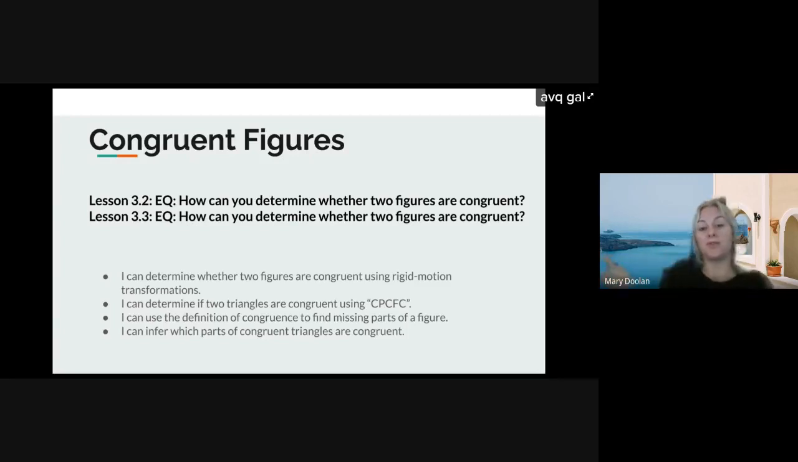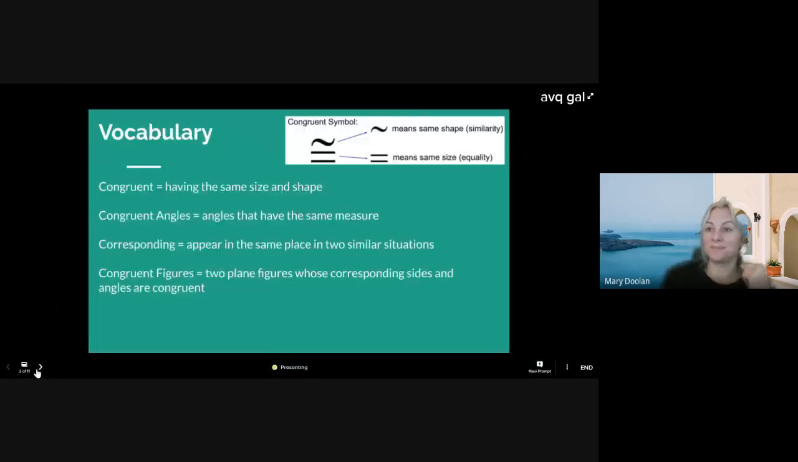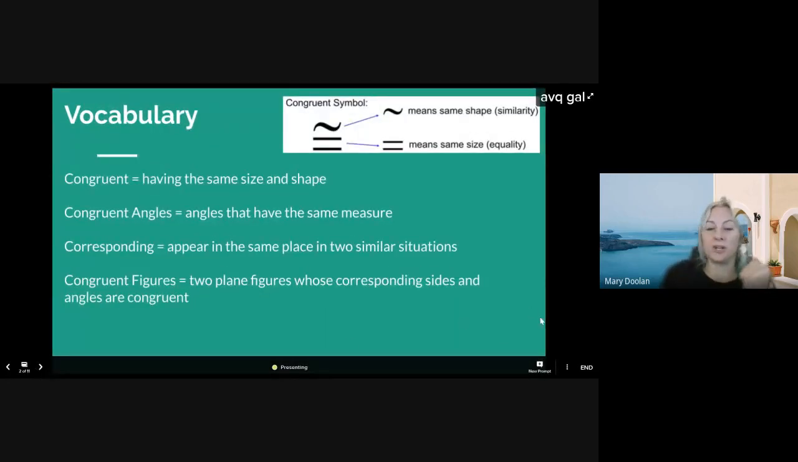I can determine if two triangles are congruent using CPCFC. Okay, so that's just an acronym to represent something that we'll be looking at today. It's a theorem. I can use the definition of congruence to find missing parts of a figure. Okay, we'll be able to do that. And I can infer which parts of congruent triangles are congruent. And we'll be doing that as well. So first we're going to look at our vocab so we know what we're talking about here.